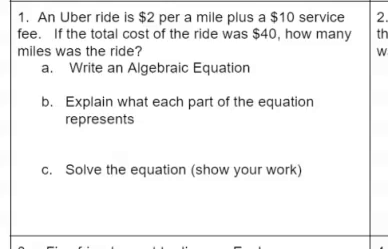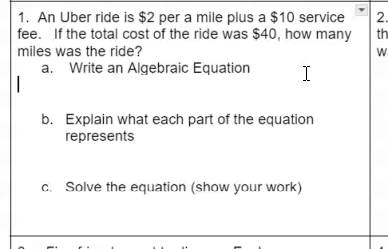An Uber ride is $10 per mile plus a $10 service fee. If the total cost of the ride was $40, how many miles was the ride? The first thing you can do is say $2 per mile. So that's going to be $2 2M. And it doesn't matter, pick whatever letter you like. 2M, 2X, 2R, 2B, I don't care.